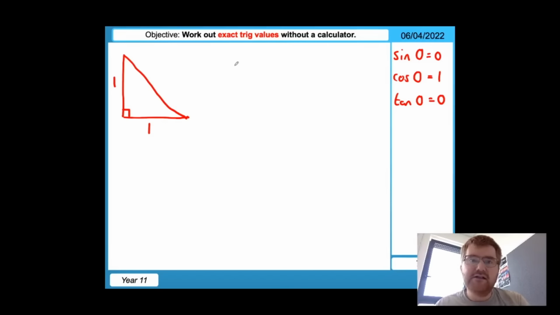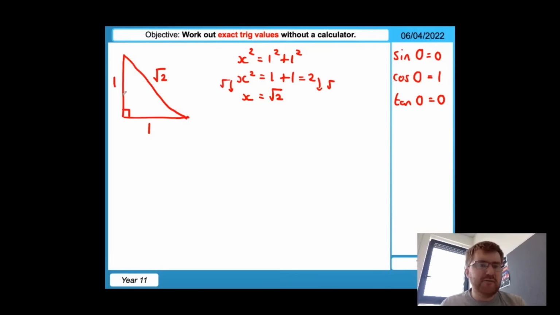So remember that x squared is equal to 1 squared plus 1 squared. So using Pythagoras, that means then that x squared is equal to 1 plus 1, which is equal to 2. So therefore x, the hypotenuse here, I square root both sides, and that gives me the square root of 2. So this is how I know this is the square root of 2.